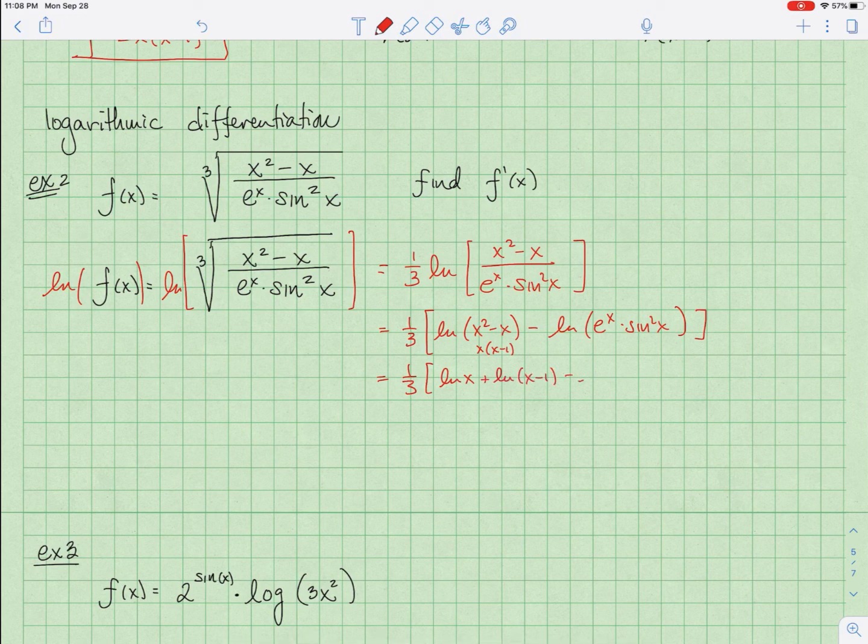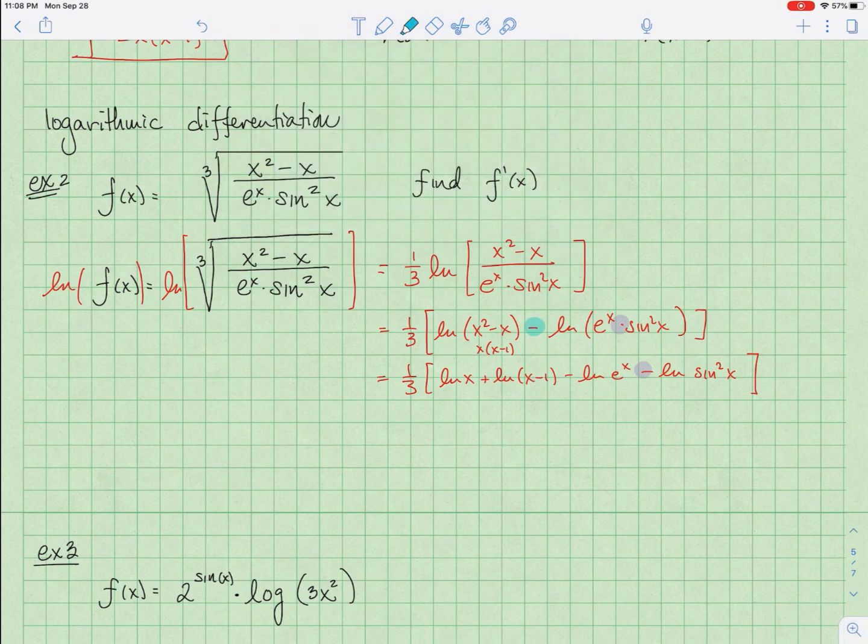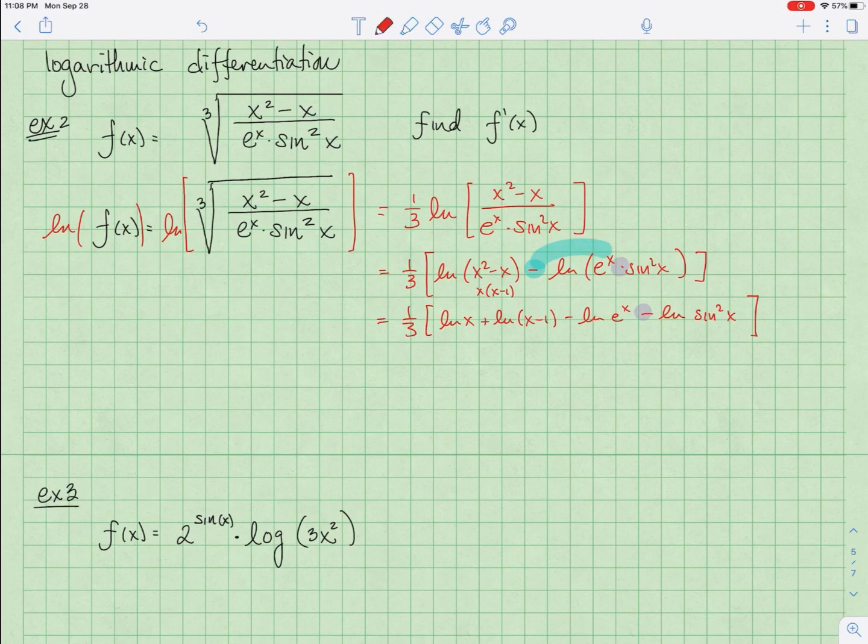I can break this product up as the natural log of e to the x minus the natural log of sine squared x. And I know you're thinking to yourself, Jenkins, that was a product. Shouldn't this be negative or positive? Yeah, it should be, but I also distributed this negative sign. All right, so that's going to become negative when you distribute it. And then I can rewrite this as 1/3 the natural log of x plus 1/3 the natural log of x minus 1. Did you know that the natural log of e to the x is just x?